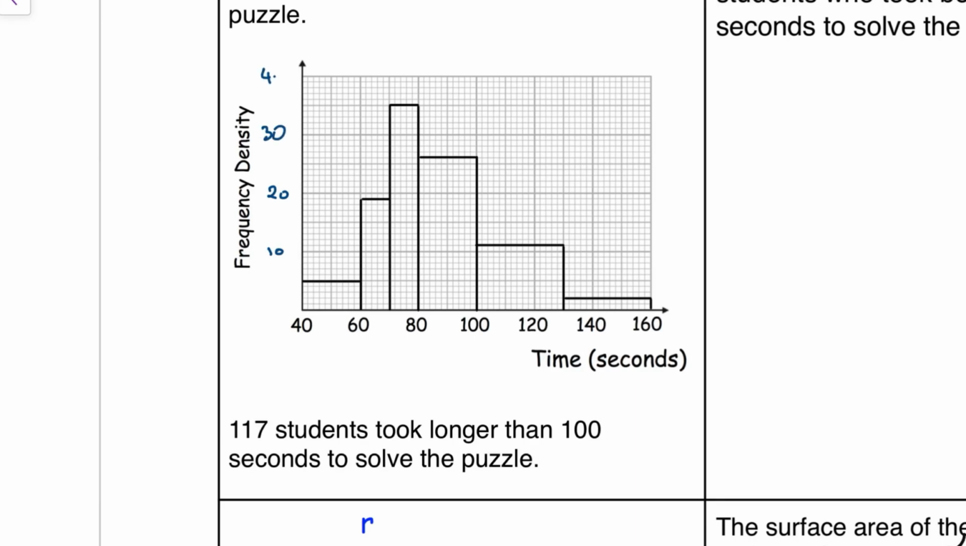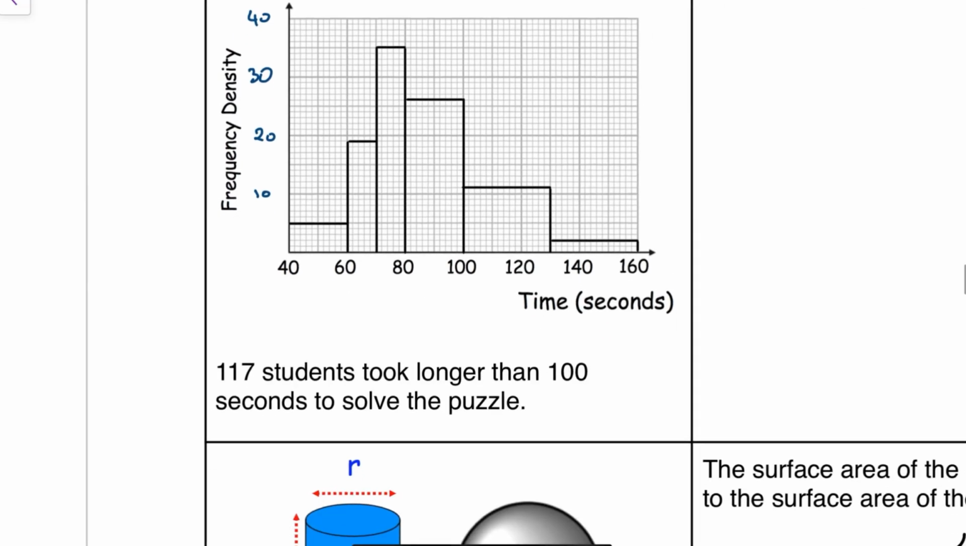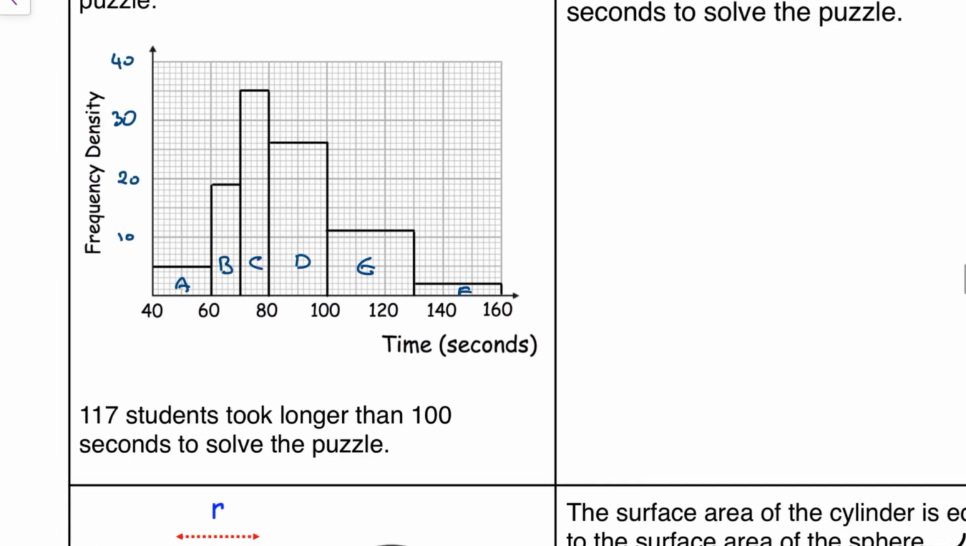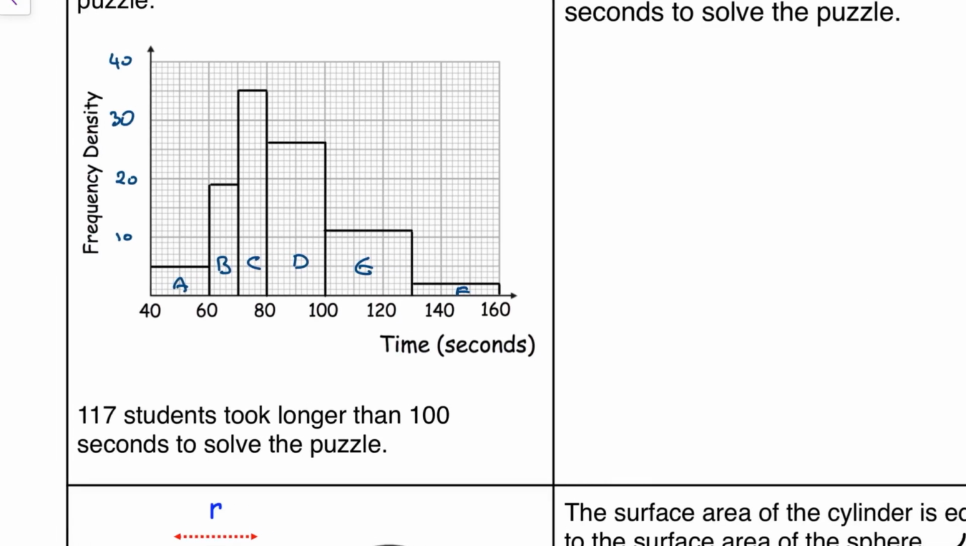So I'm going to say 0, 10, 20, 30, 40. Which means I can then work out the areas of these graphs here. So let's label them. So I've got A, B, C, D, E, and F. Now, I have to say, this is not very easy to see, so I'm going to have to zoom in. I can't zoom in anymore, but I'm going to have to carefully check what I've got. So let's write out the frequency.